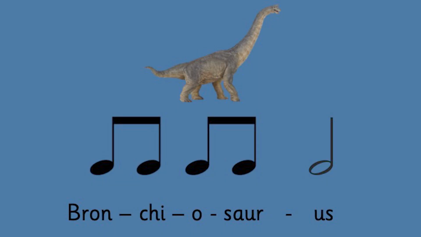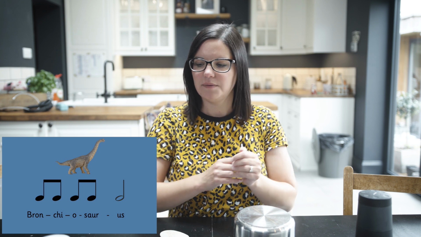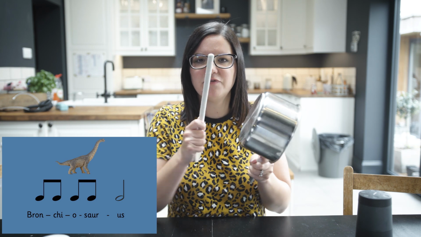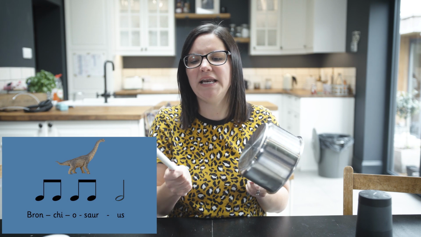Oh, look at this one. Bronchiosaurus. I can see 4 quavers, which we know are worth half a beat, and then a minim, which is worth 2 beats. So have a listen. If we clap it, it goes Bronchiosaurus, Bronchiosaurus. Okay? Bronchiosaurus, Bronchiosaurus. I might do this one on my pan. So we've got the quick quavers at the beginning and then the minim on the end.